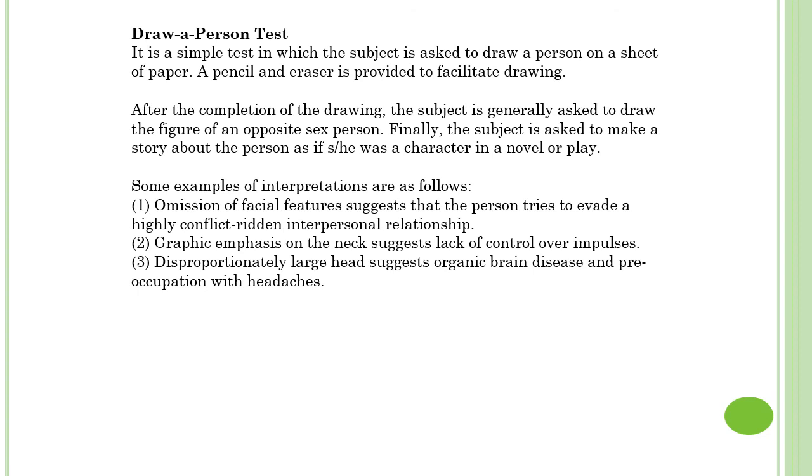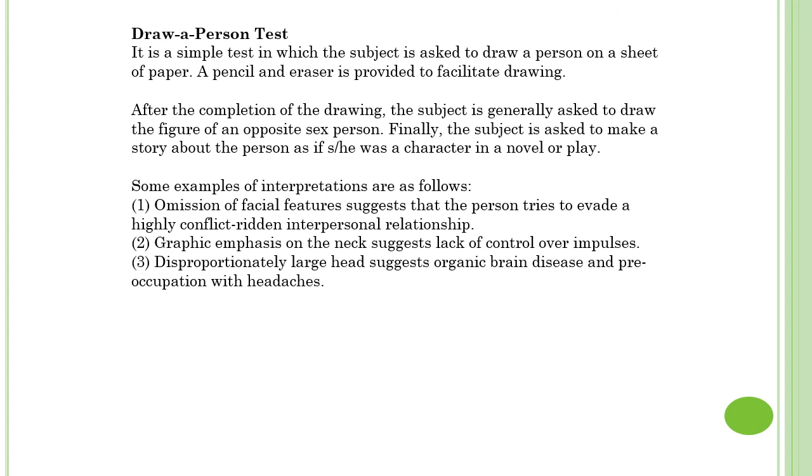Then number three, disproportionately large head suggests organic brain disease and preoccupation with headaches. Sometimes there are also some people who draw the heads too big. That means disproportionately large, the size of the head is bigger than the rest of the body. So that is suggested as some organic brain disease, or maybe some preoccupation with headaches.